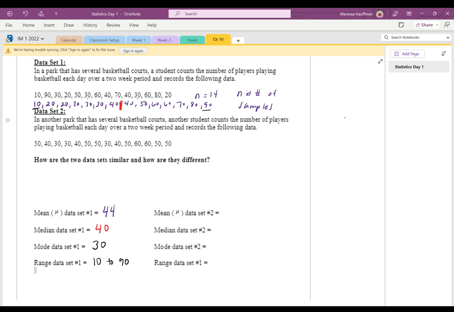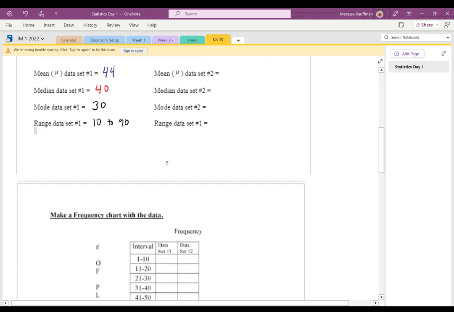Okay, so when I check your work, you're going to be doing the second part on your own, just the way that I did it. So make sure when you show me your work tomorrow, I want to see that you calculated the mean, median, mode, and range for data number 2. All right, let's move on to the next part of this.